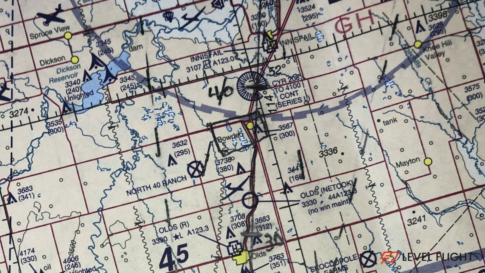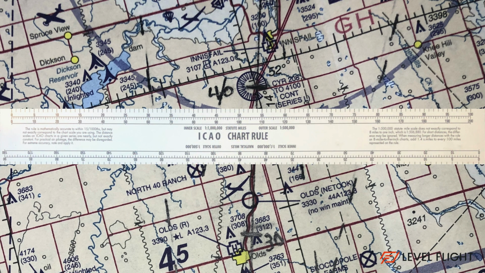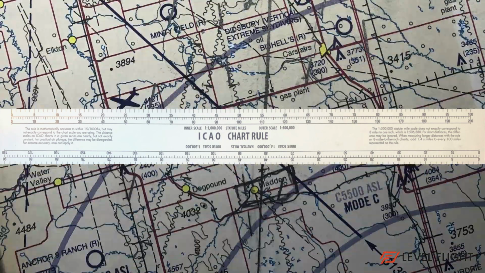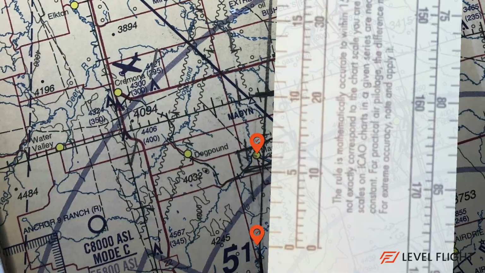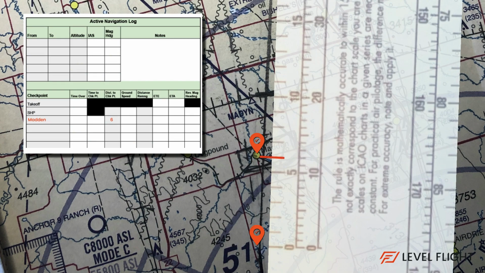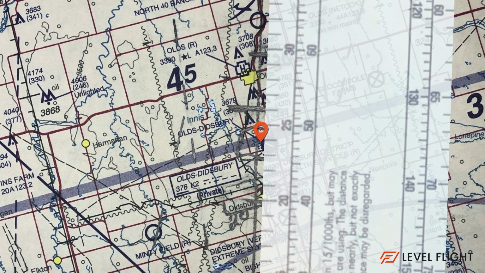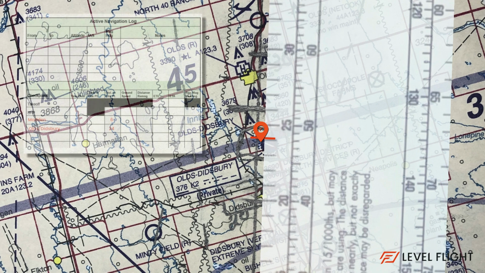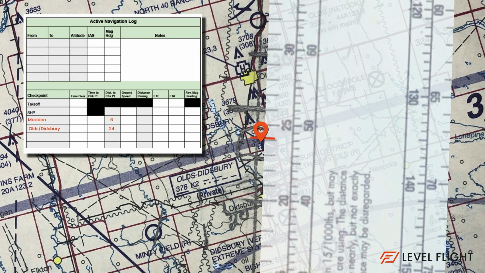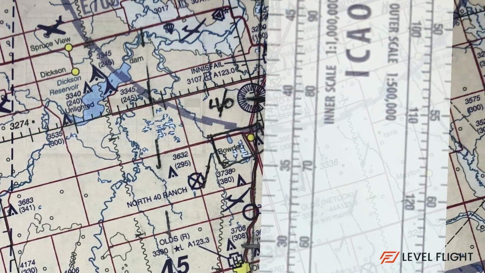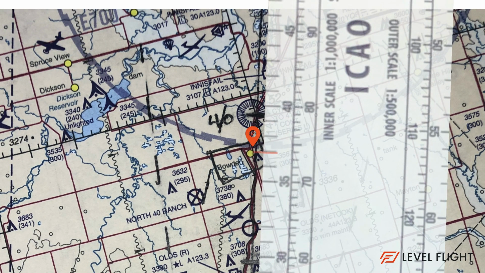Now that we've identified our checkpoints, we need to measure the distance of each checkpoint and record those distances into our navlog. Start by measuring the distance for Madden from the set heading point and record it into the active navlog. Next, measure the distance from the set heading point to the Olds Didsbury Airport and record it into the active navlog. Finally, measure and record the distance to Bowden.